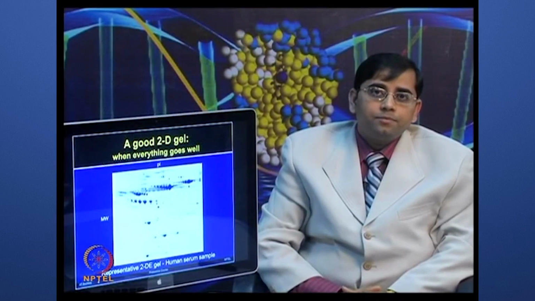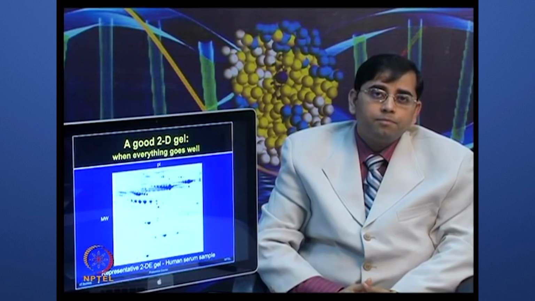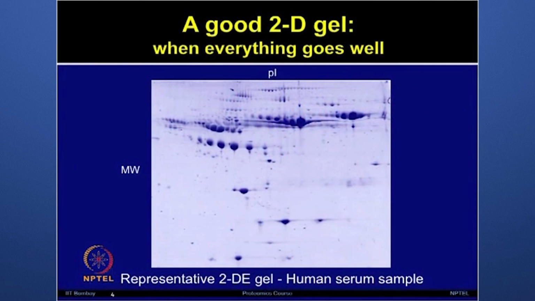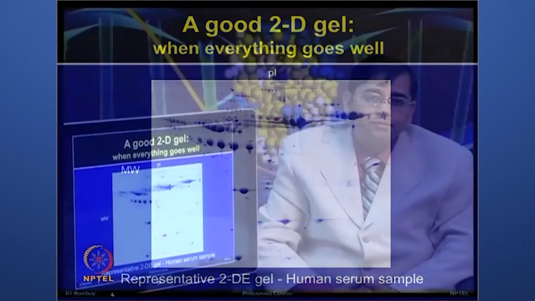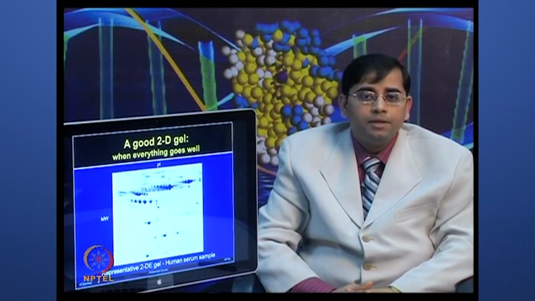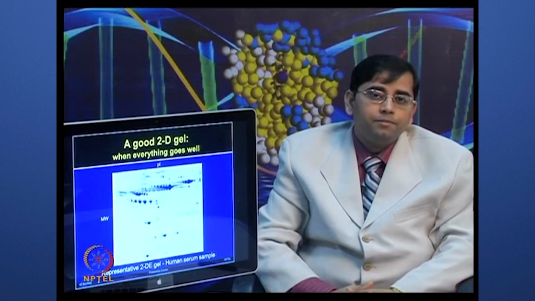Now, in the previous lectures, when we talked about obtaining a good 2D gel image, you may feel that at the end of that experiment, the 2D gel image will look very good. So, I am showing you one 2D gel which is appearing very good, and this is what happens when everything goes very well. If your protein separation and staining are fine, then at the end you should be able to see very good protein separation on the gel. This is a representative 2D gel image shown with the human serum sample.